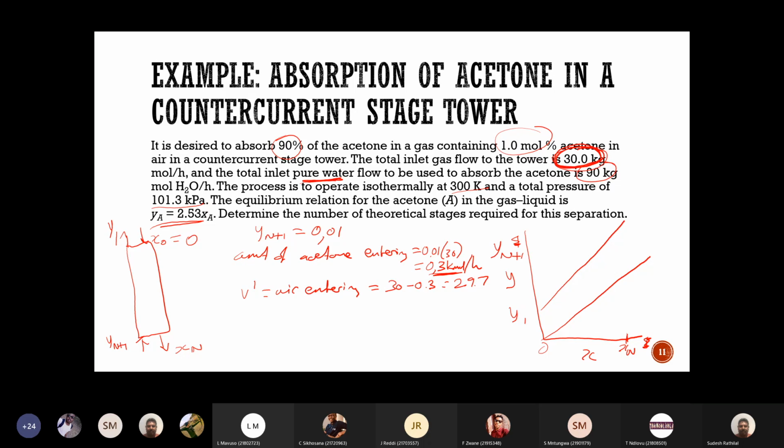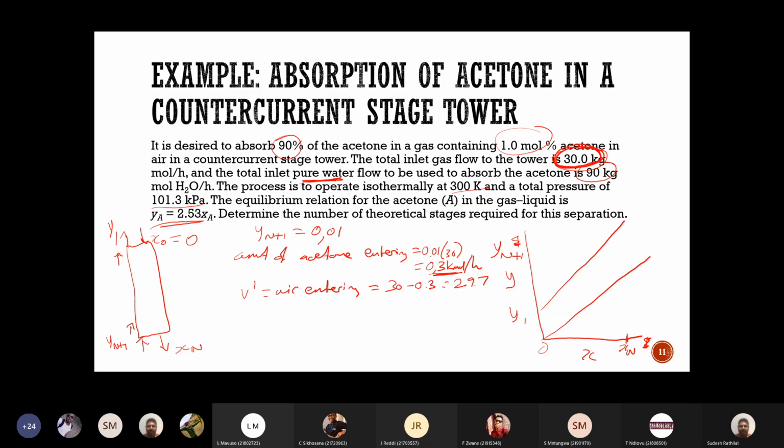Are you with me, people? Hello? You with me? Yes, sir. All right, cool. So that's V prime. If I've got V prime, now I'll be able to use that information to calculate Y1 on the top. I got Yn plus 1. I can calculate Y1 because what's coming in here is 29.7 of air. Going out on the top will also be 29.7 of air.